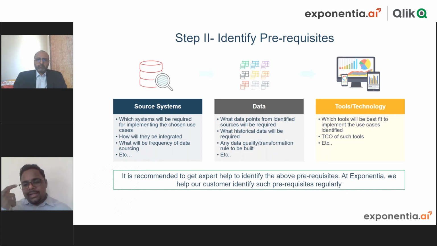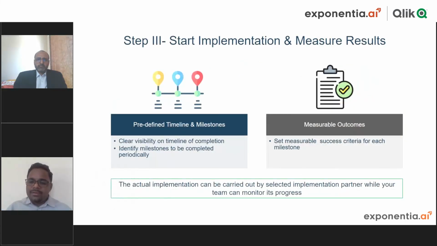What we can do there is have a predefined timeline and milestones for the implementation, where you have clear visibility as to how long it is going to take, what the deliverables are going to be, and you also have measurable outcomes defined for each of those milestones, right? So if it is going to be delivered in 8 weeks, what am I going to get, and what will be the benefits of that particular deliverable?